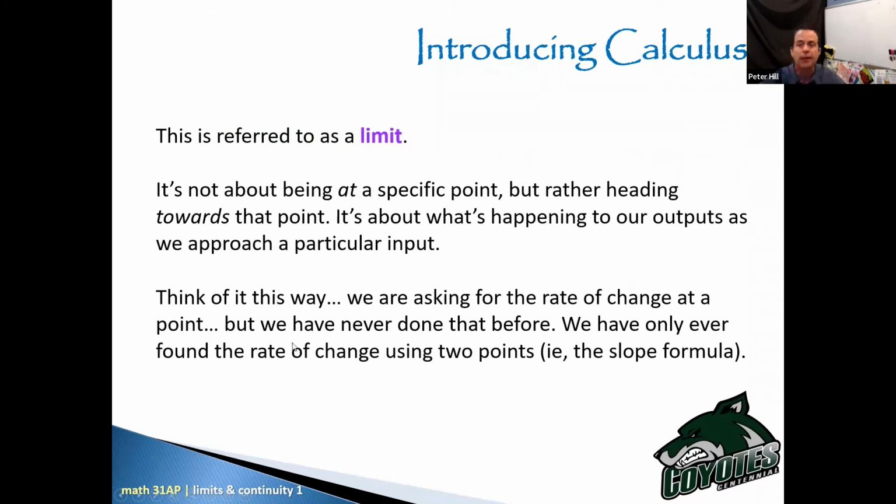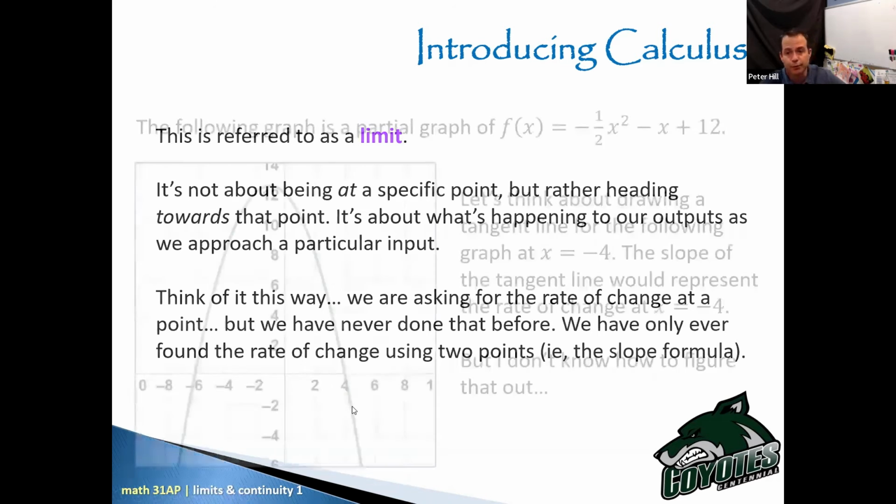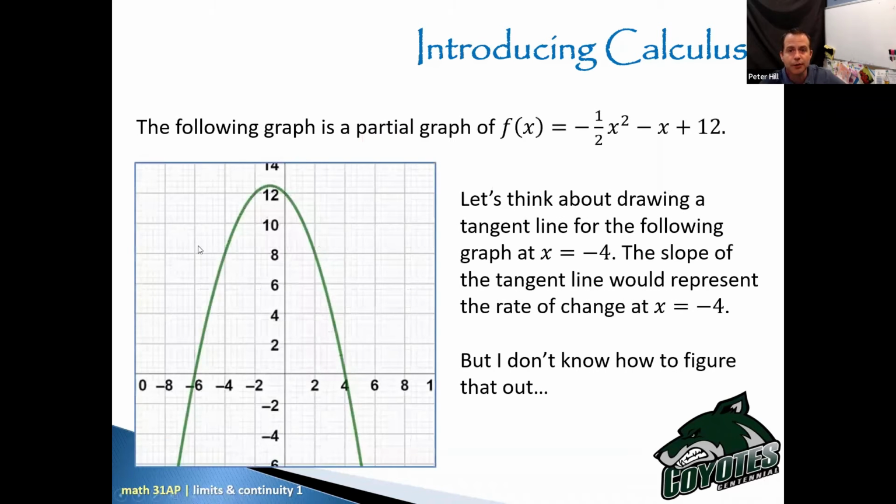Think of it this way. We are asking for the rate of change at a point, but we've never done that. We've never just used one point. We've only ever found the rate of change using 2 points, which is the slope formula. So I'm going to walk you through this visual as well.